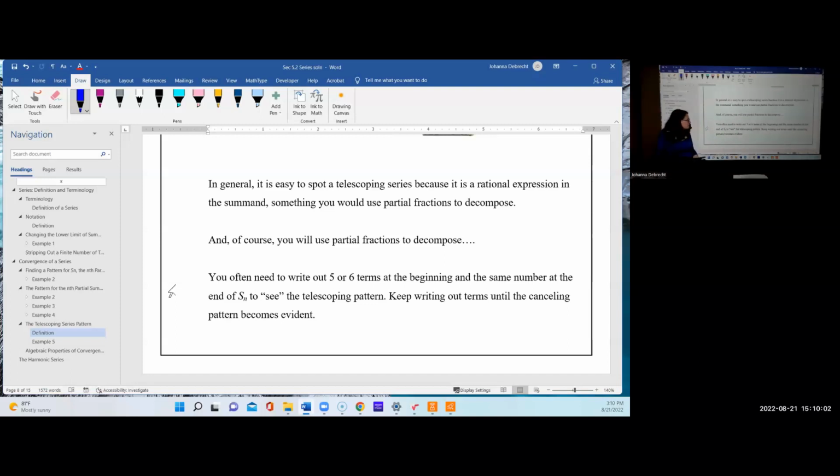Why do we have to write out so many? Well, sometimes it's hard to see the telescoping pattern, to see that pattern of cancellation where things knock each other out. So you have to just keep writing terms until the pattern of cancellation becomes obvious.